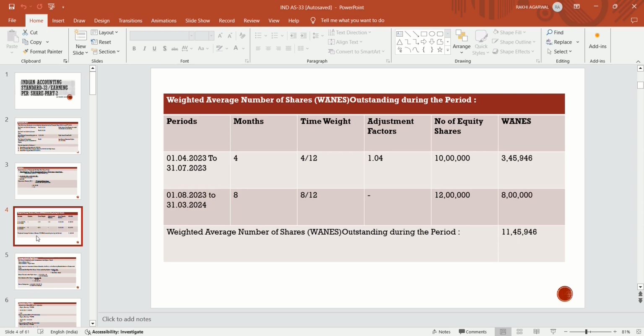Now from 1st August 2023 to 31st March 2024, that is 8 months, time weightage is 8 divided by 12. After the right issue, the number of shares becomes 12 lakh, because 10 lakhs is the existing shareholding, who get 2 lakhs right shares. So 12 lakhs into 8 divided by 12 becomes 8 lakhs. Weighted average number of shares becomes 8 lakhs. So total weighted average number of shares outstanding during the period is 8 lakhs plus 3,45,946, it becomes 11,45,946.